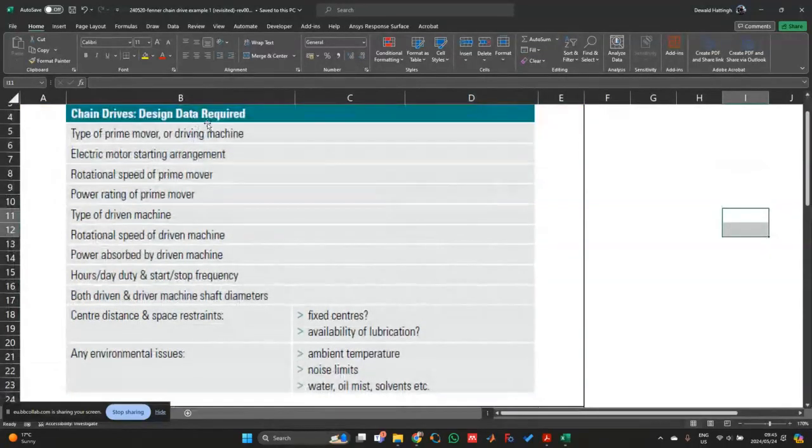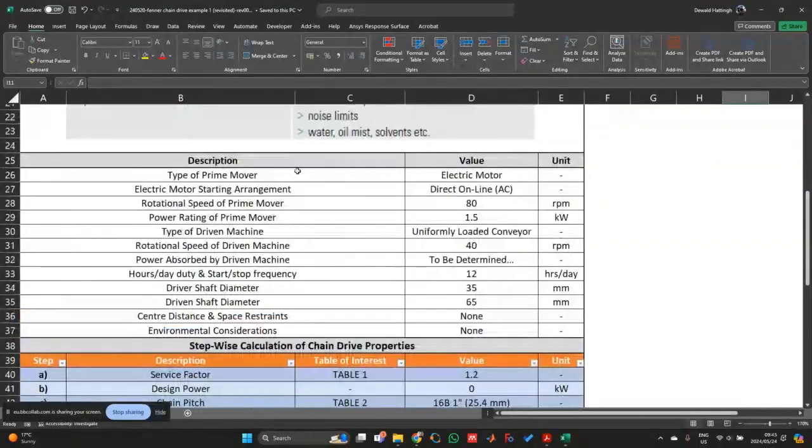First I just give the design data that you would need. This is taken from the Fenner catalogs as well. Over here we just have the description, so I've just listed that out. Depending on the information that we have available, you can then populate this field over here. With regards to example 1, you'll remember that we worked with an electric motor. The electric motor starting arrangement will then be direct online. Rotational speed of the prime mover, the power rating of the prime mover, all of these properties were given. The power absorbed by the driven machine, I don't think this was given, so I just said to be determined over here.